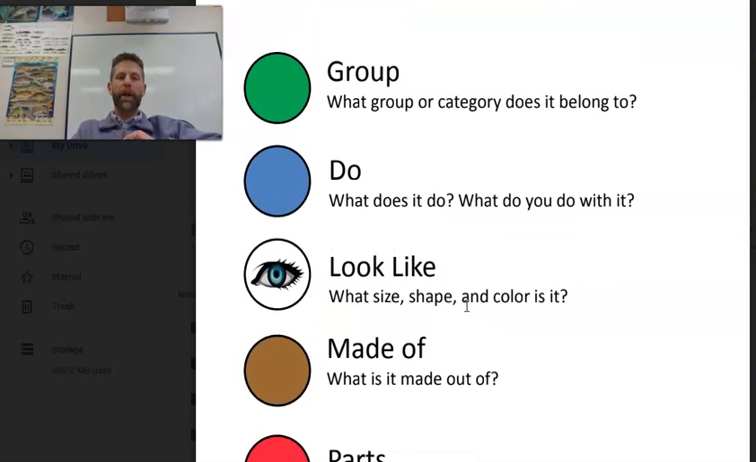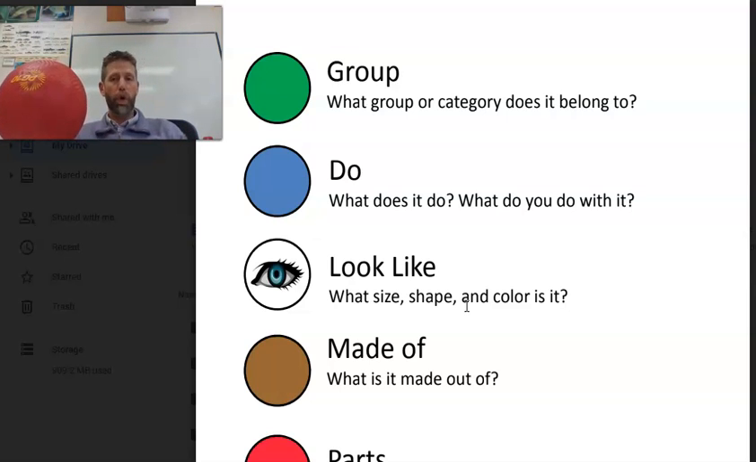So we're going to go together as a group to describe the object that is right here. That's right, the red rubber ball. What group does this belong in? Ball group, toy group, both of those would make sense. Do. Think about it. What could you do with this thing? Right? Got a few? Kick it, bounce it, throw it. All things you could do with it.